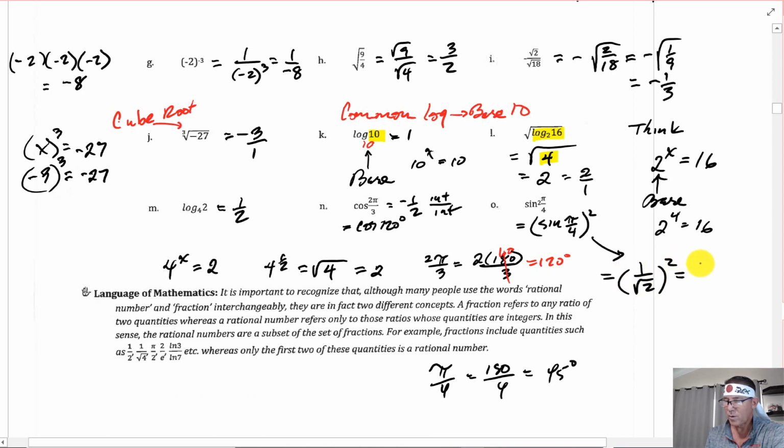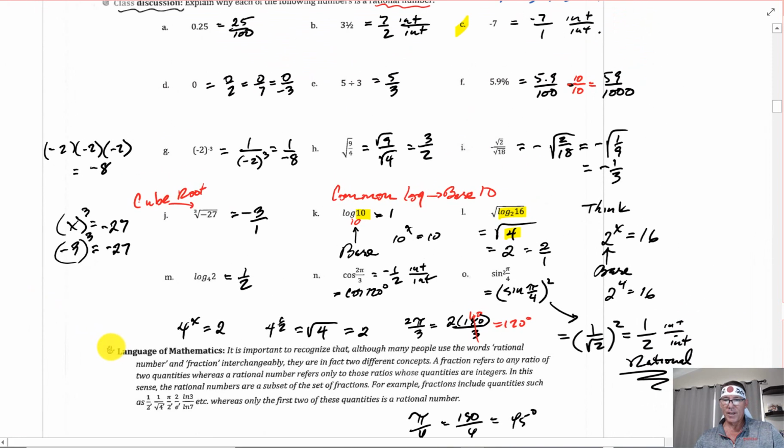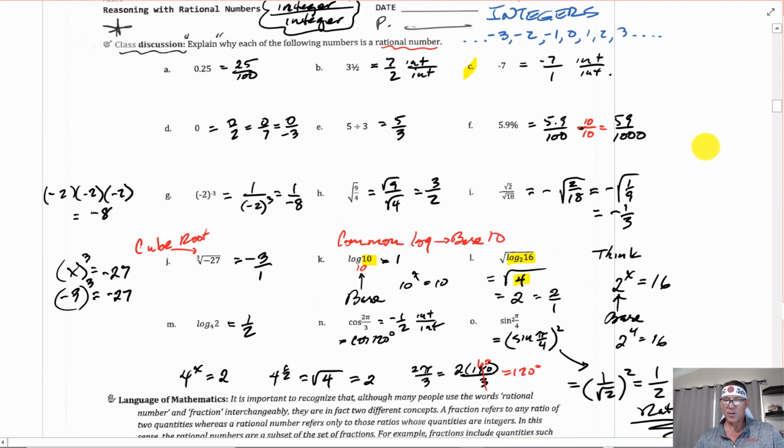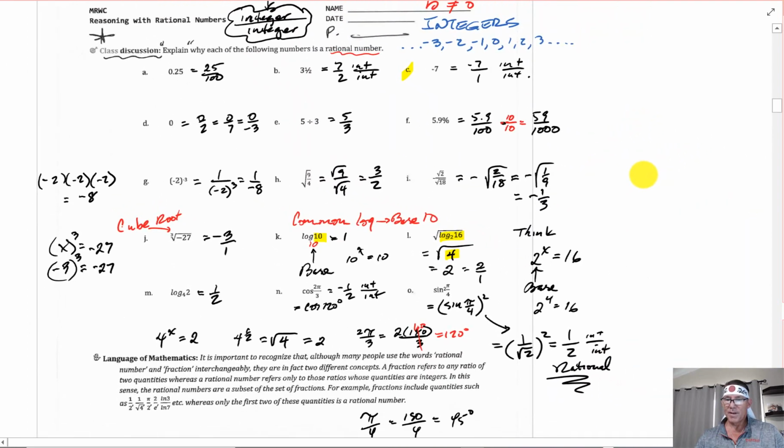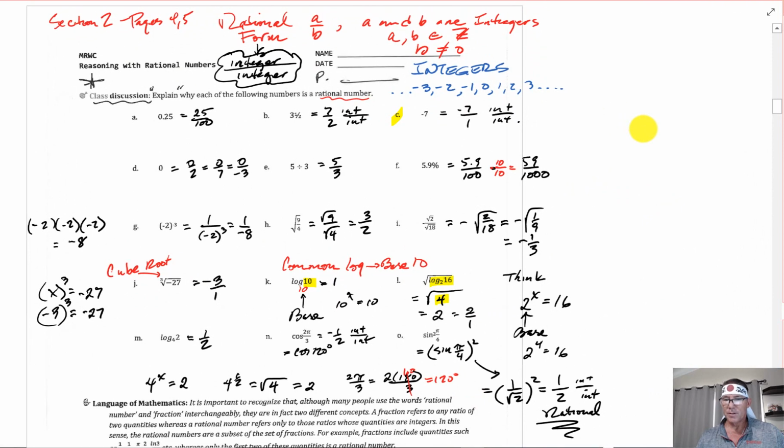Then you got to square it. 1 squared is 1, obviously. And then if you square the root 2, you get 2. All right, and so the result is 1/2, which is an integer divided by an integer, right? Which is rational. Okay, there you go. And that is how you show that each one is rational. You got to show that you have basically a ratio of 2 integers where the denominator is non-zero.